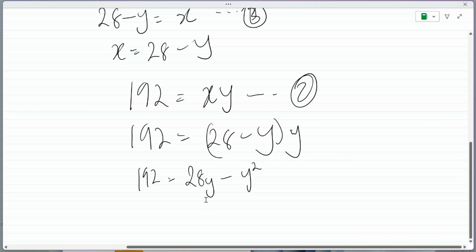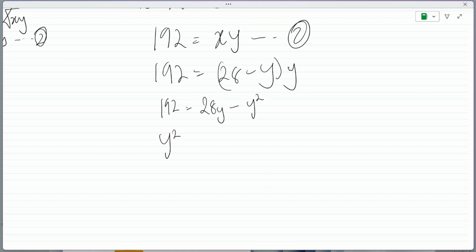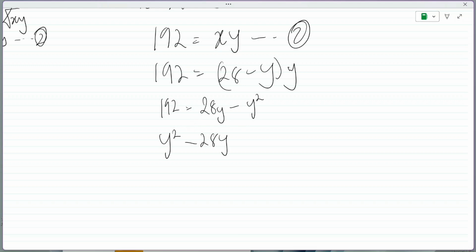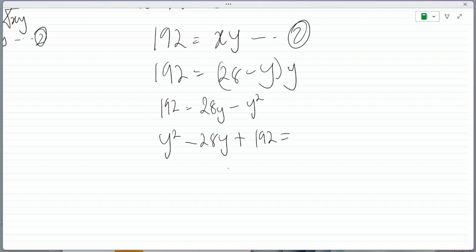Y times 28 is 28y. Y times minus y is minus y squared. We don't want our y squared negative, so we take the minus y squared over the equals sign. It turns to plus y squared. We take this plus 28y over the equals sign. It turns to minus 28y. Then we still have our plus 192, because the 192 has a positive in front of it, equals 0.